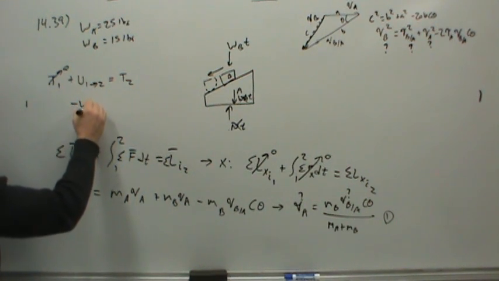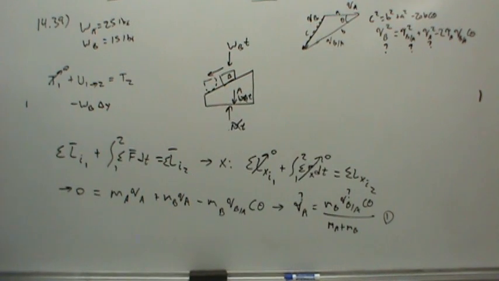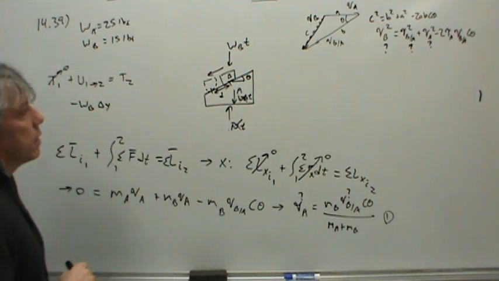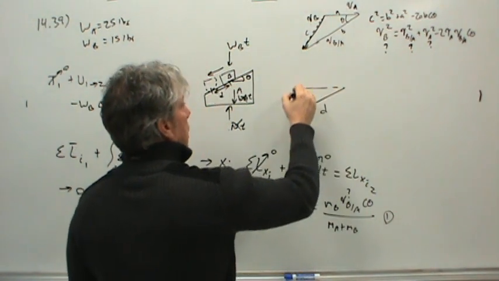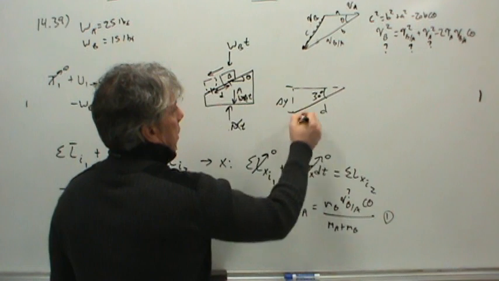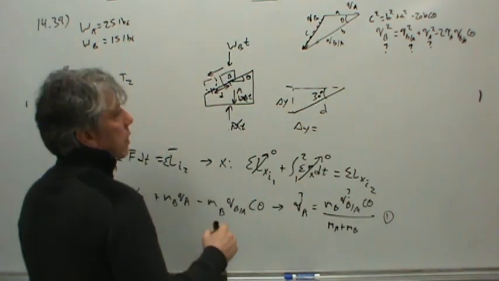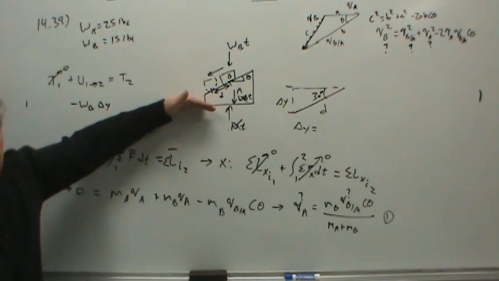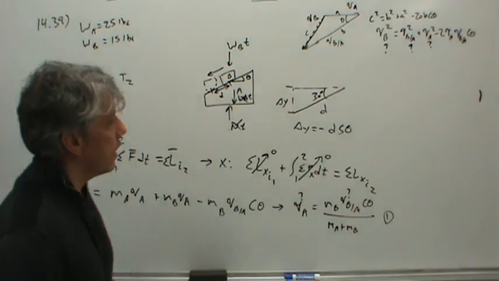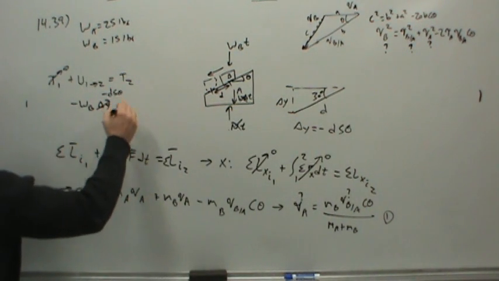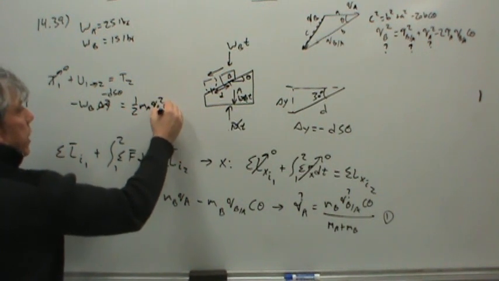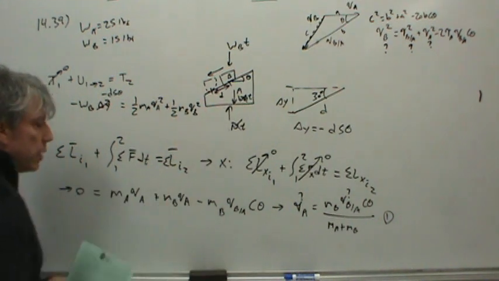So we can simply write negative weight of B times delta y of the block B, however far down it moves. How far down does it move? Well, that's related to distance d, isn't it? We know the angle, theta, is 30 degrees. So if I extract that triangle, there's d. There's our 30 degree angle. This side's delta y, isn't it? Well, it's negative of delta y, but you get the idea. Delta y is going to have to be a negative thing because it's moving down. So I'm just going to tack on a negative sign. It would be d sine theta, wouldn't it? Because this side is the sine side. So delta y is just negative d sine theta. And that will be equal to the kinetic energy after the thing's in motion. What is the kinetic energy? Well, 1 half mass of A, velocity of A squared, plus 1 half mass of B, velocity of B squared. That's it.